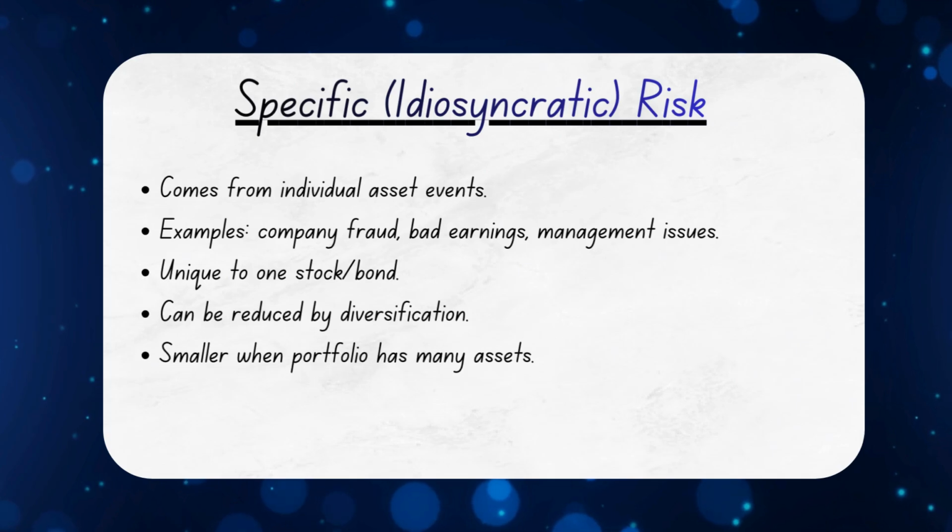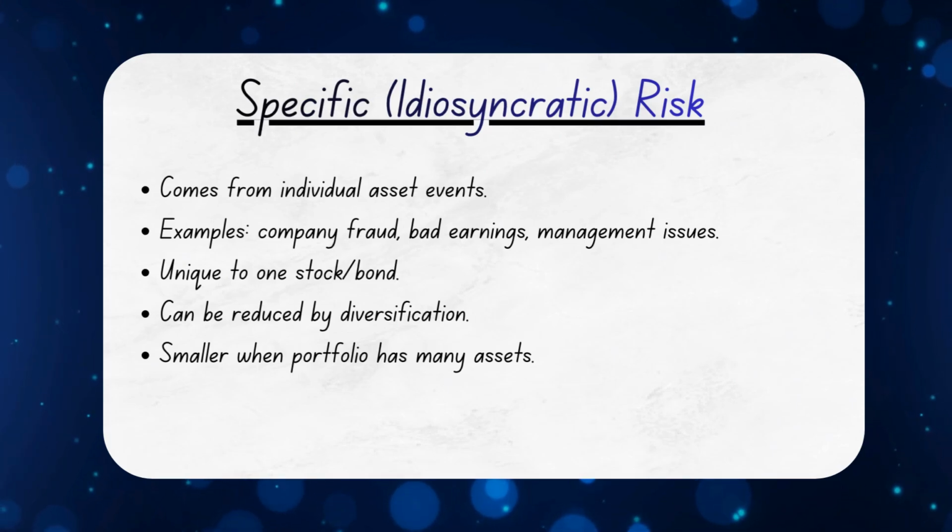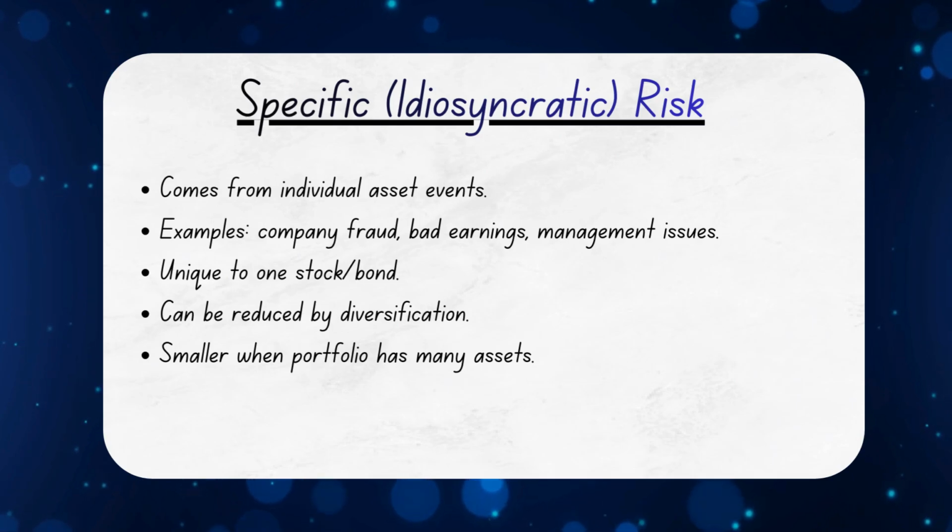Next is specific risk, also called idiosyncratic risk, which is completely different. This risk belongs to individual assets. It comes from company-level problems like poor management decisions, bad earnings, fraud, or product failure. For example, if only one company reports huge losses, only that stock crashes while the rest of the market may stay stable. The good thing about specific risk is that it can be reduced or almost eliminated by diversification.